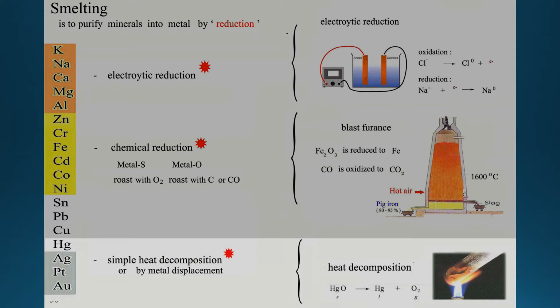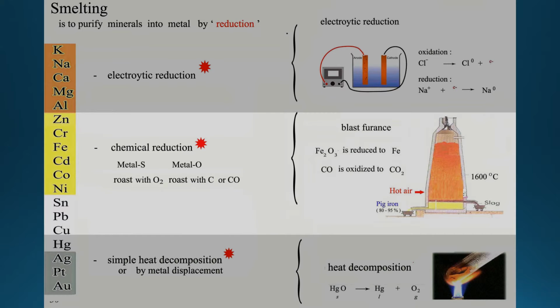If you're in the lower group, the least reactive group, remember these are quite easy to separate out. So you can use some simple heat decomposition, just like mercury or silver. In case of mercury with oxygen, you just heat it with the Bunsen burner, then they will separate out. So this is a simple way. The lower the activity series, the easier to extract.